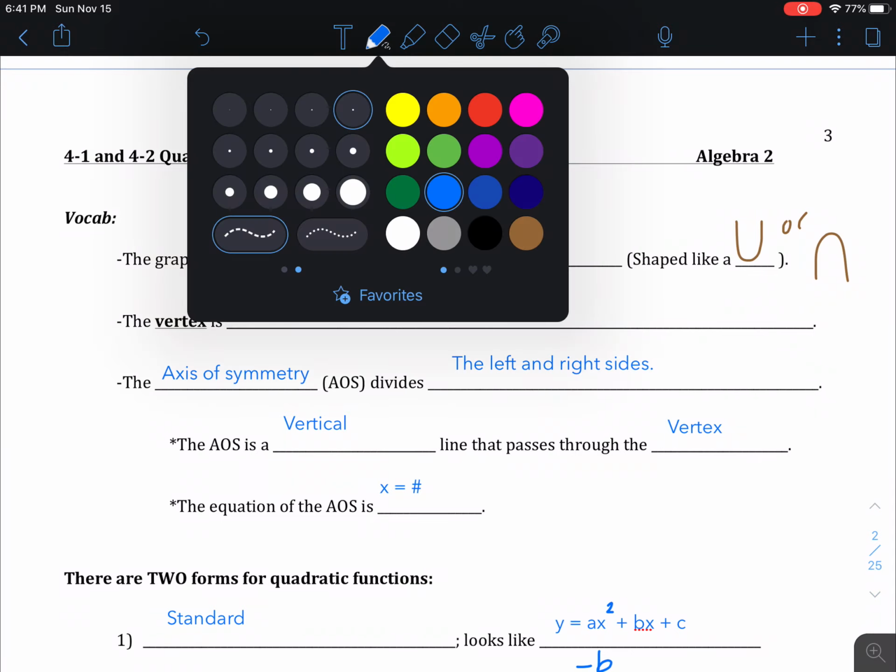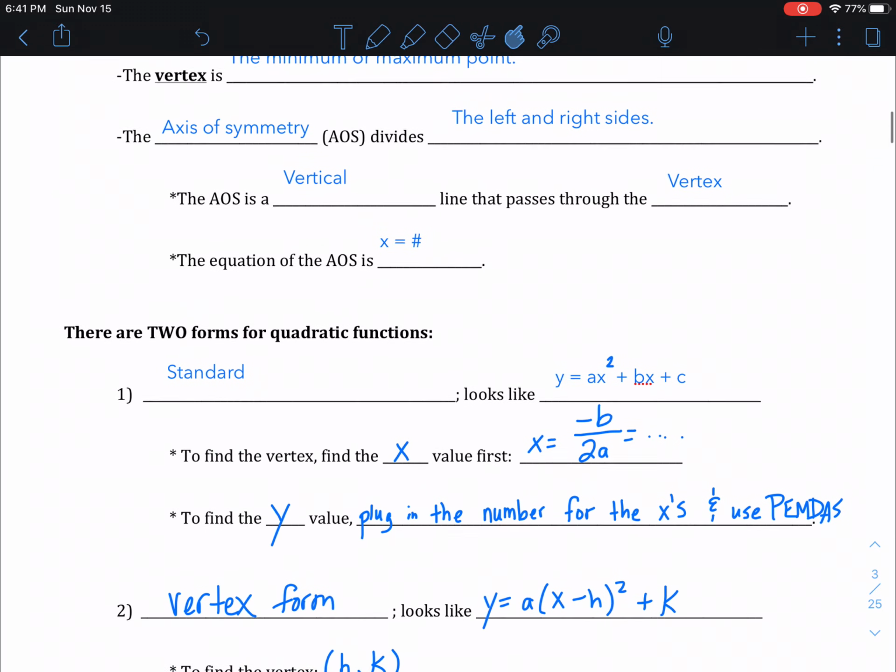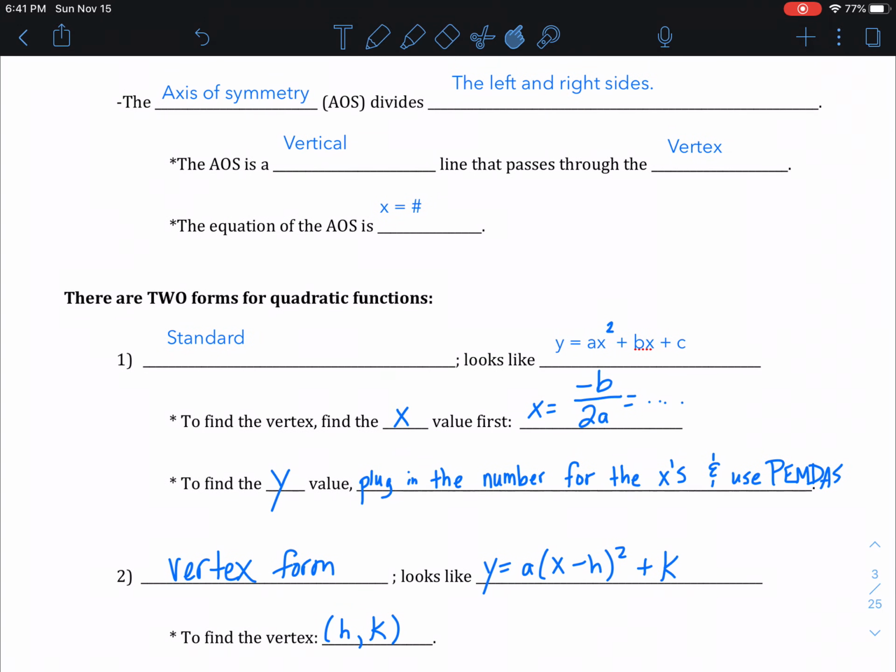Next is, still on axis of symmetry, just going down a little bit. The AOS is a vertical line, as I just said. It passes through the vertex always. Below, we're going to have to write an equation for the AOS. It's going to be x equals a number, and that number will be whatever the x coordinate is of the vertex.